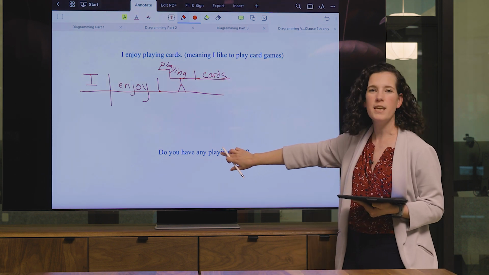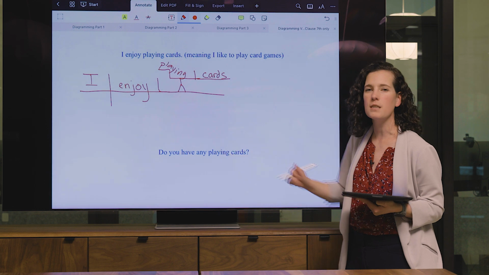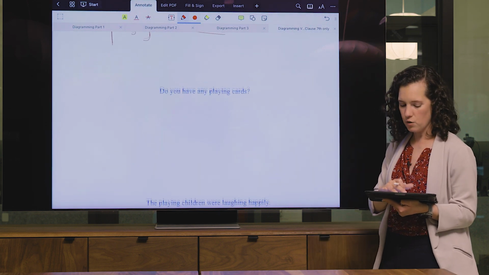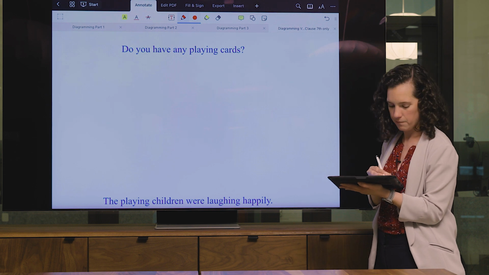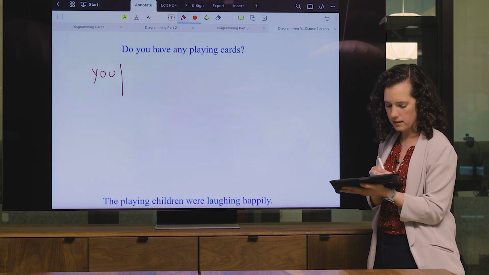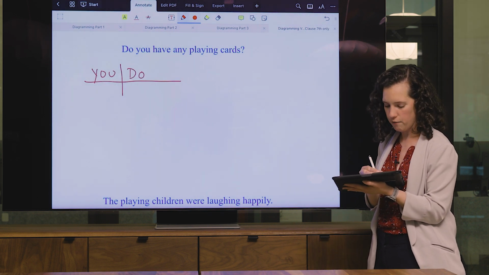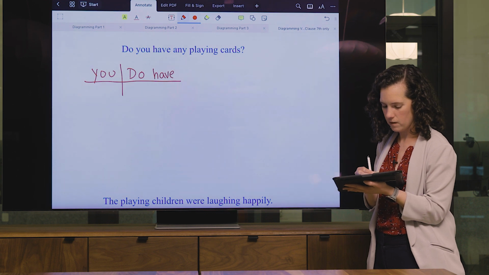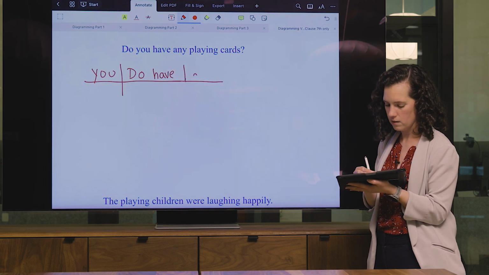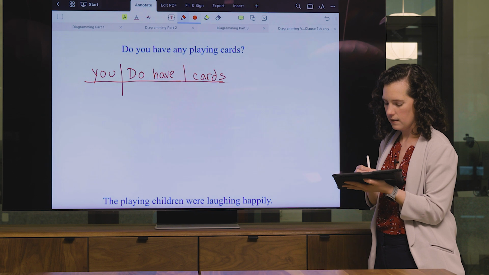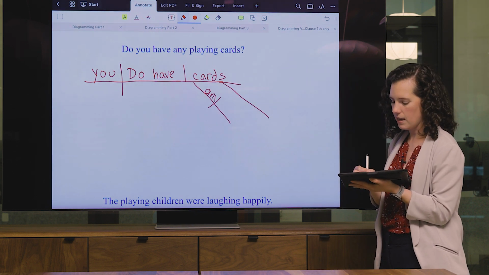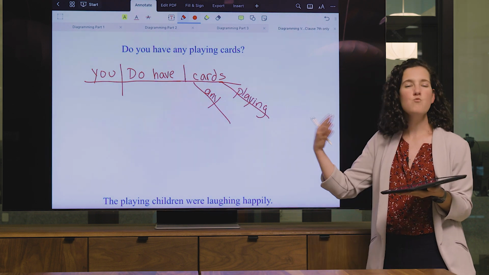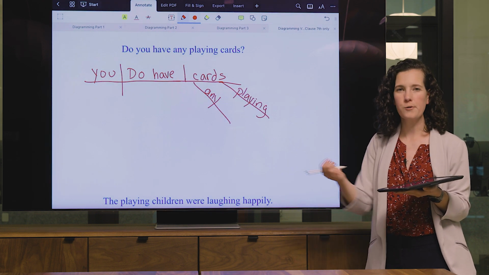Here, the cards aren't taking any action. They're not playing. The cards themselves don't play. So it's just a regular adjective, and we would just diagram it like a regular sentence. You, as our subject, do have cards. Any is an adjective telling you how many, and playing is an adjective telling you the kind of cards. Okay? They could be Uno cards or playing cards or any other kind of cards.